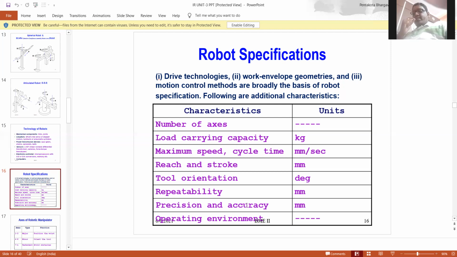And next, operating environment. In which area: hazardous areas, industrial areas, medical areas, environmental settings, or education institutions, whatever it may be, that is the operating environment. Next slide.